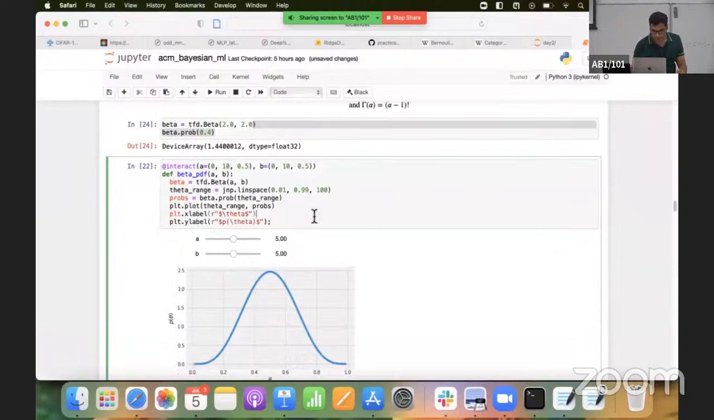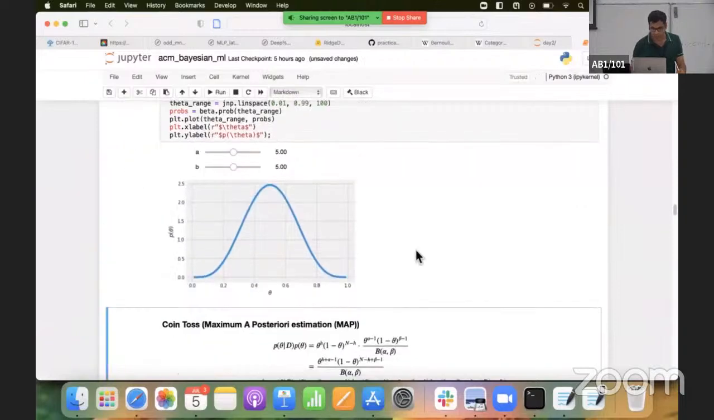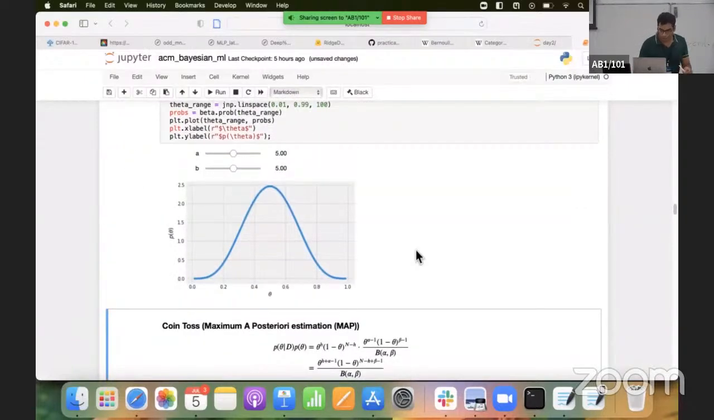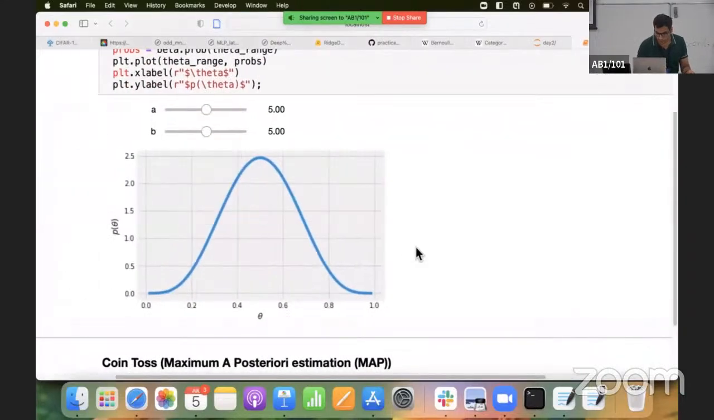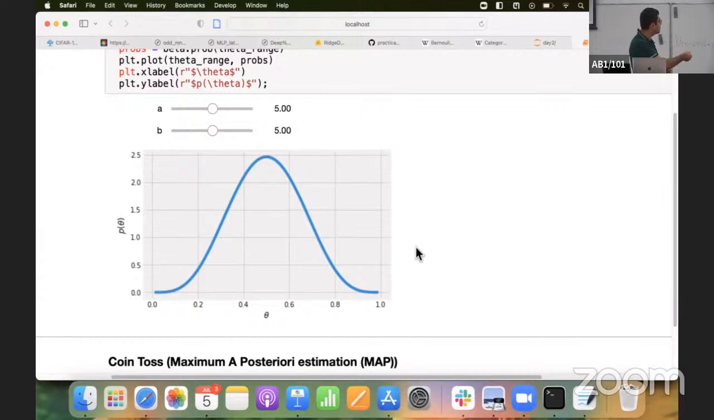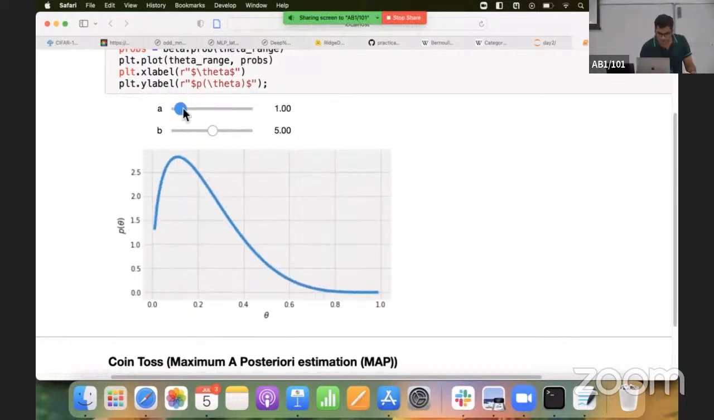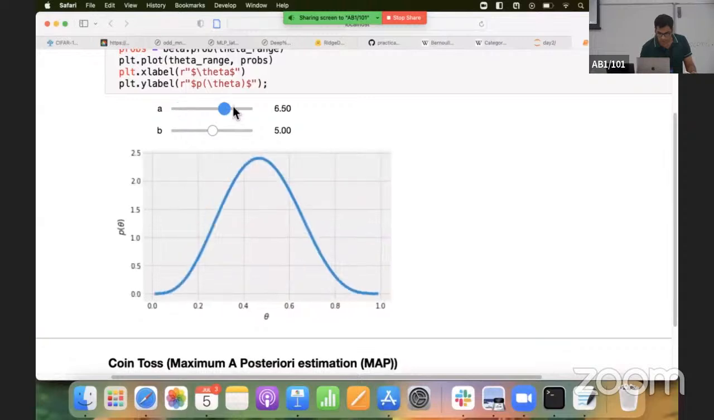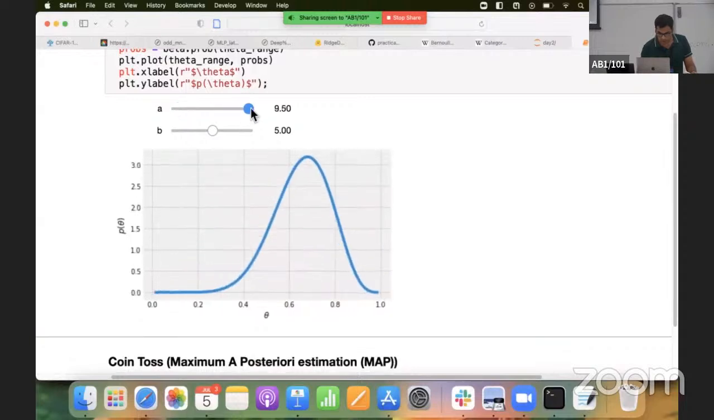So let's just look at some instantiations of this distribution, right? In the plot, on the left hand side, you can see P of theta, the probability distribution similar to what I was showing earlier. And the x-axis is the random variable theta, right? So let's vary the two parameters that we have in this distribution. Okay, so let's say we had parameters like this.